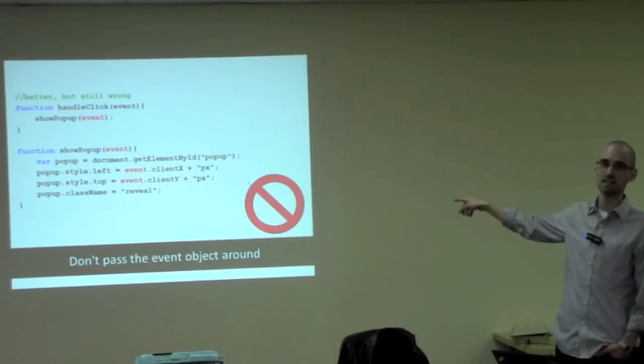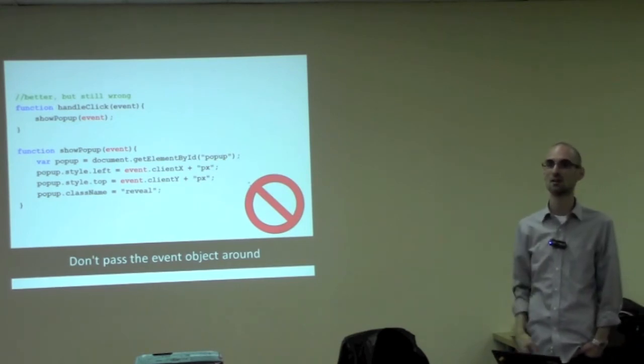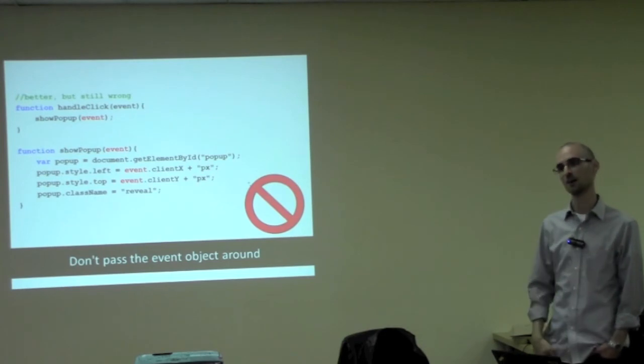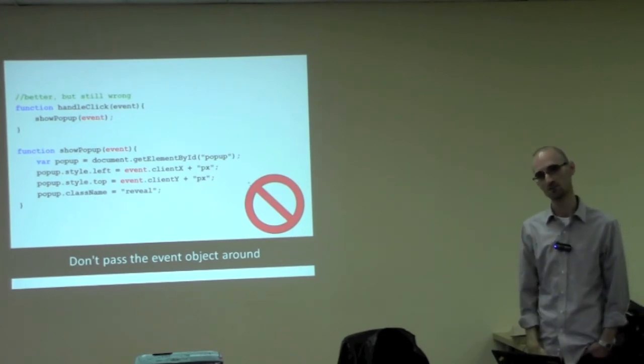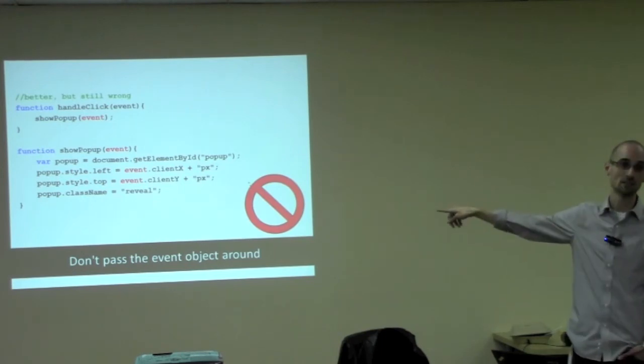There's all kinds of client X, client Y, screen X, screen Y, page X, all that stuff. Target, related target, prevent default. It can go on and on and on. And then browsers add their own custom stuff as well. Tons of stuff on the event object makes your methods very opaque.